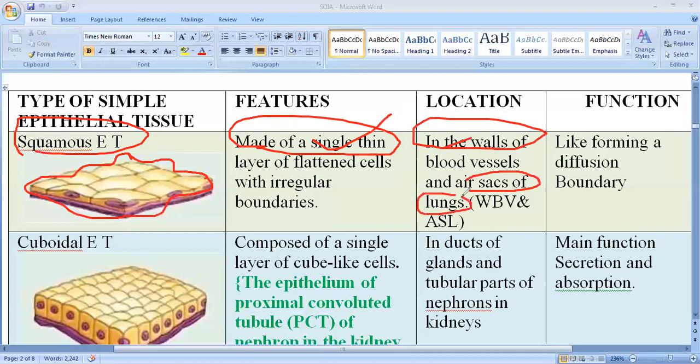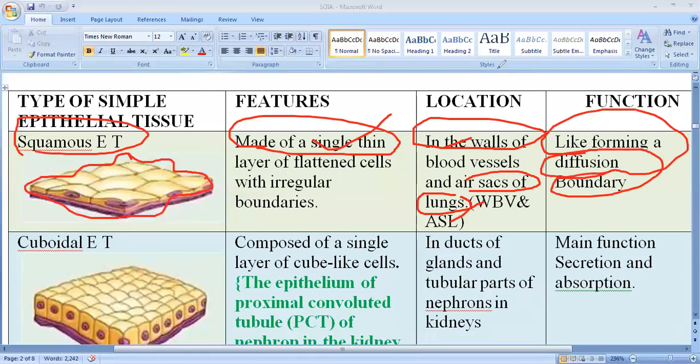Air sacs of the lungs, that means the unit of lungs, you can say that is the alveoli. So alveoli, the air sacs of the lungs, and the wall of the blood vessels both have the squamous epithelial tissue, and their function is the formation of the diffusion boundary.